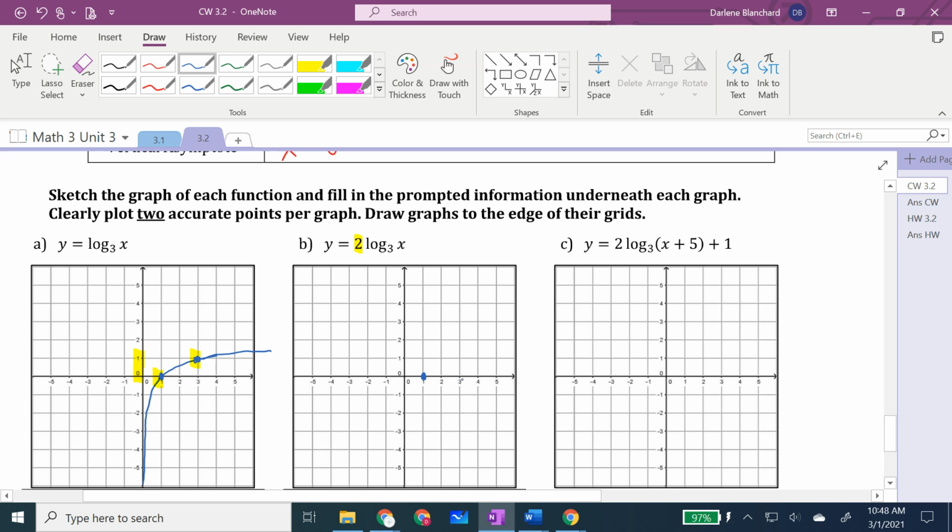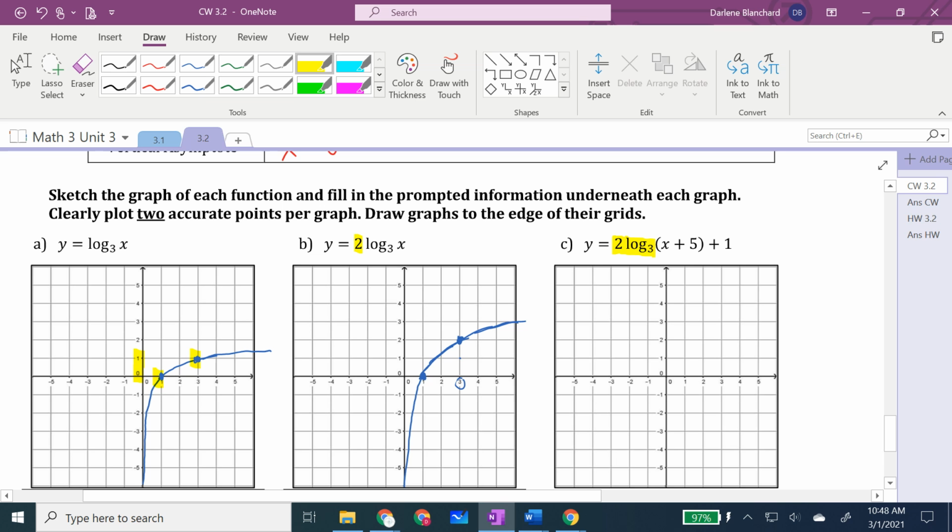Now your base number is 3. The y value is originally 1, but when I multiply 1 by 2, it goes up to 2. And then draw. And by plotting those points, it'll show a bit of that vertical stretch, but I don't expect perfection, just a basic shape out of that. Now, I still have the multiplication by 2 with the same log base 3.